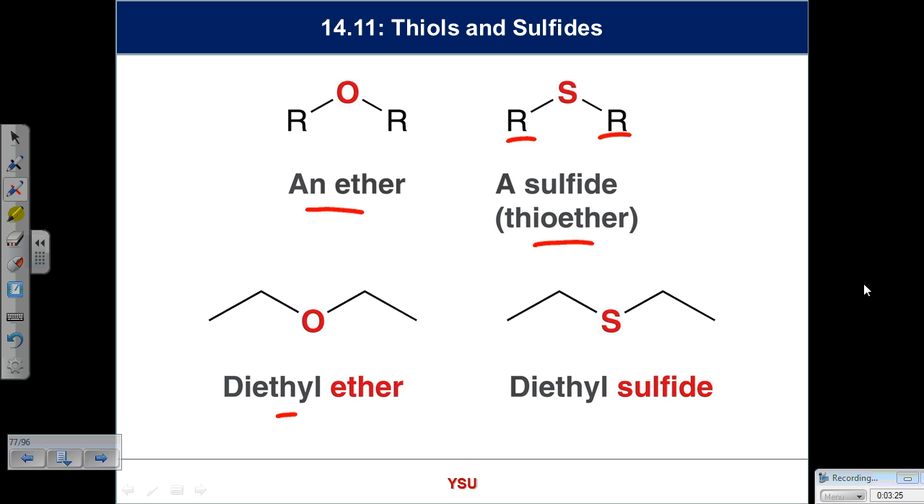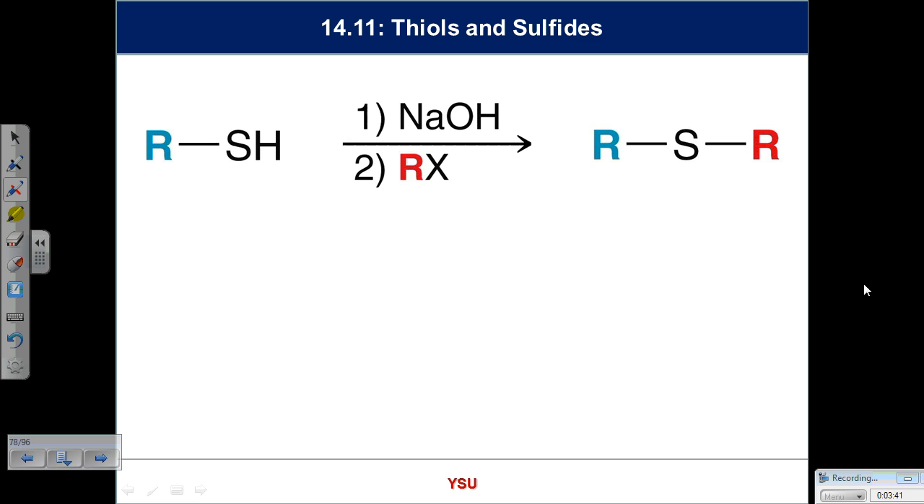Nomenclature is fairly straightforward. This is diethyl ether with the oxygen attached. The sulfide tells you there are two carbon groups attached. All right, so thiol says one carbon group, and then sulfide says two carbon groups. And these things have lots of use, not so much as solvents, but certainly as reagents. How do you make them? Quite straightforward. This is just repetitive because this is basically the Williamson ether synthesis.